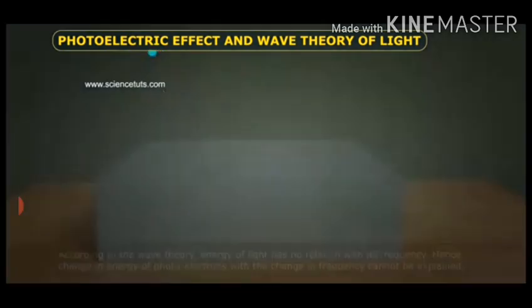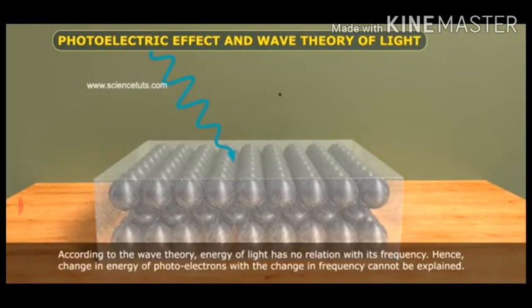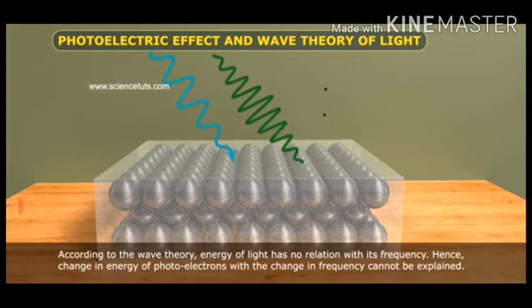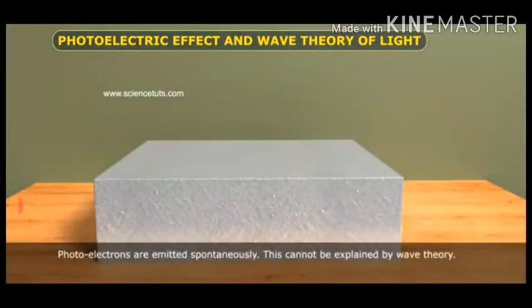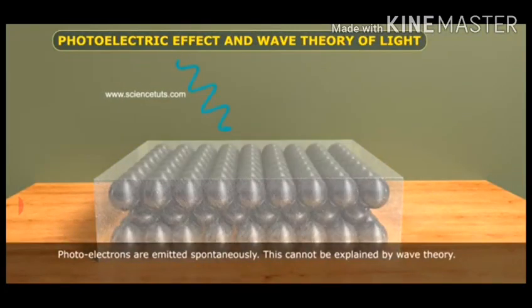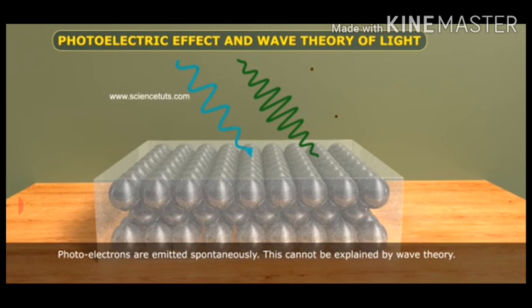According to the wave theory, the energy of light has no relation with its frequency. Hence, the change in energy of photoelectrons with the change in frequency cannot be explained. Photoelectrons are emitted spontaneously. This cannot be explained by wave theory.